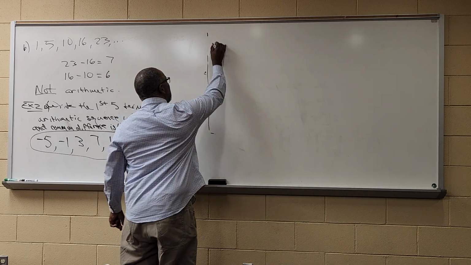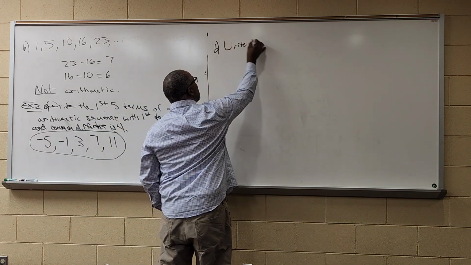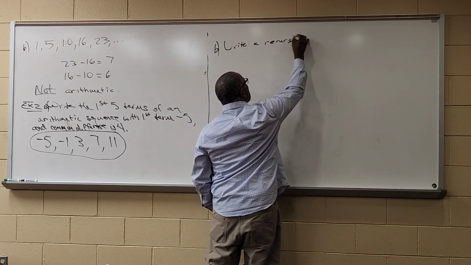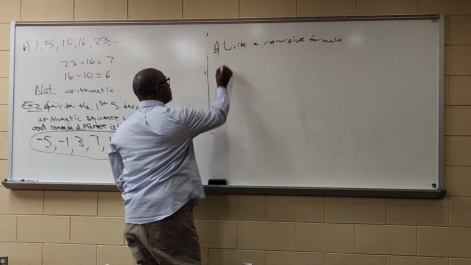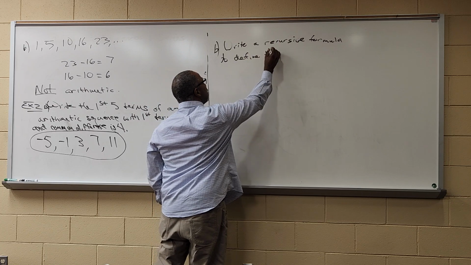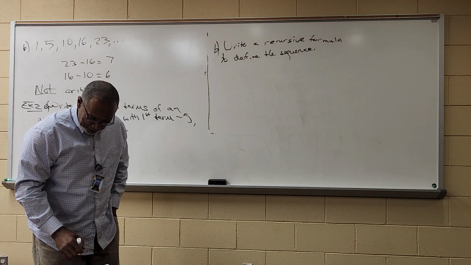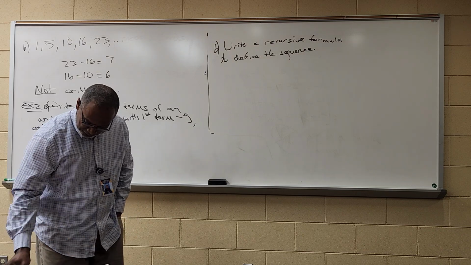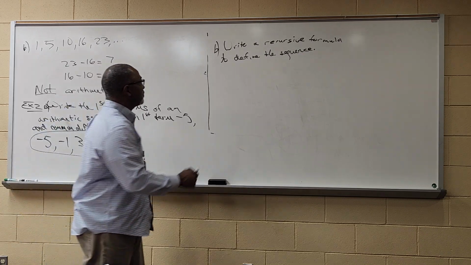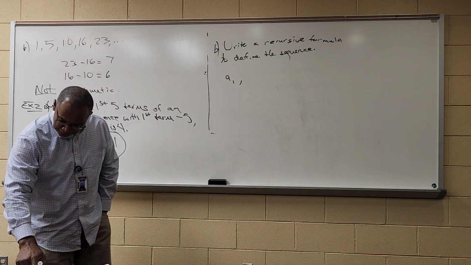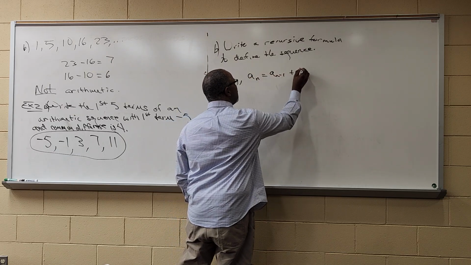All right. Part B of that example. Write a recursive formula to define the sequence. Well, we said a minute ago that when we listed out the definition for a sequence, the sequence can be defined recursively as A1, and AN equals AN minus 1 plus D.